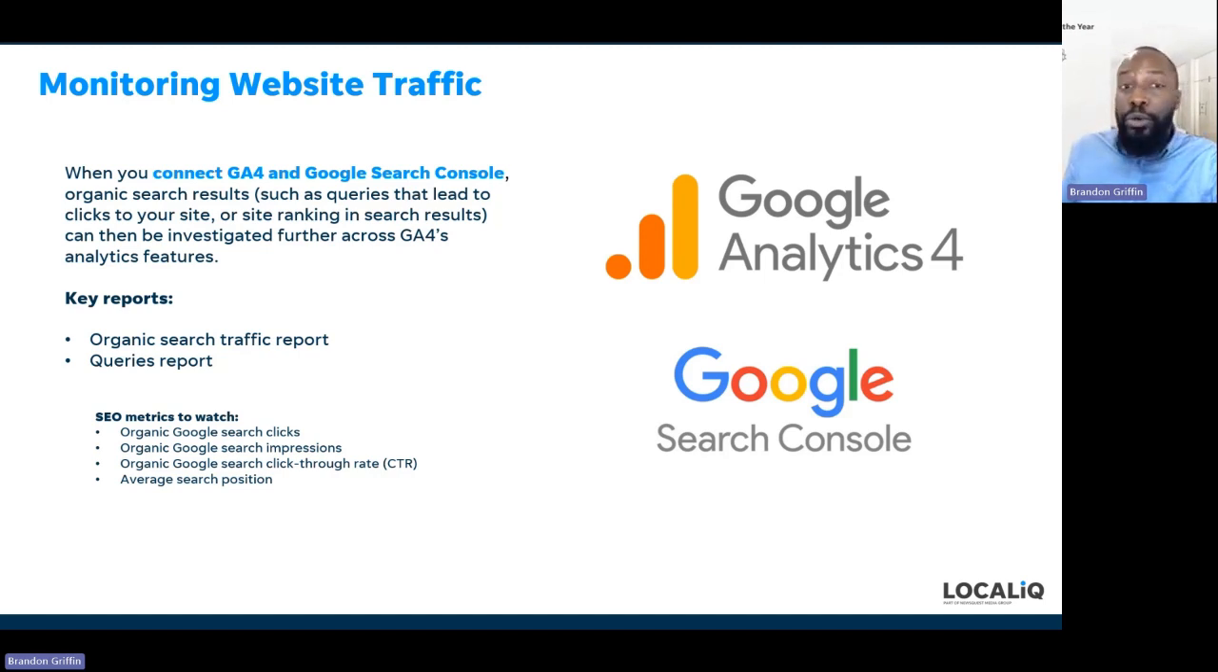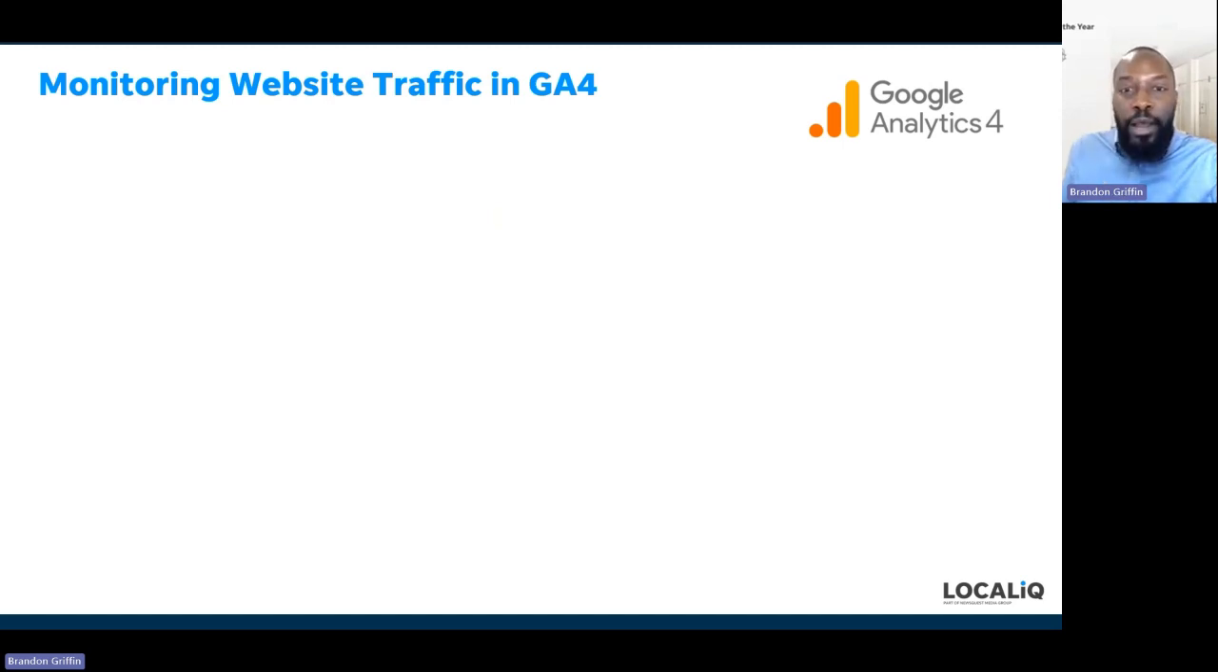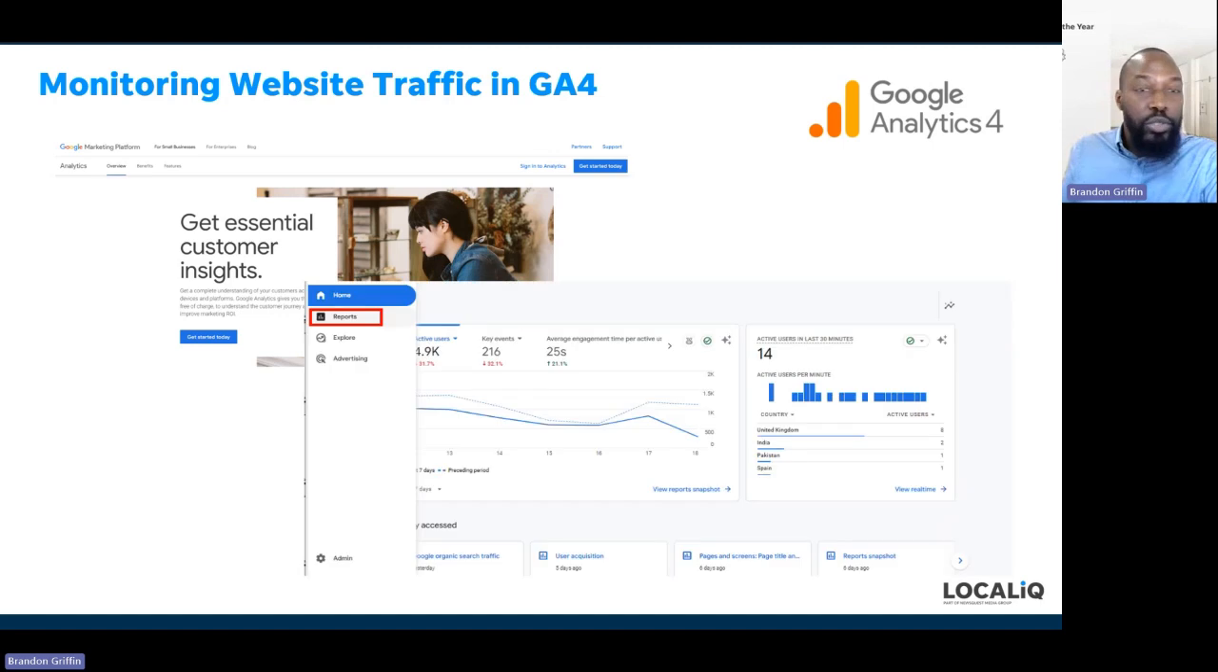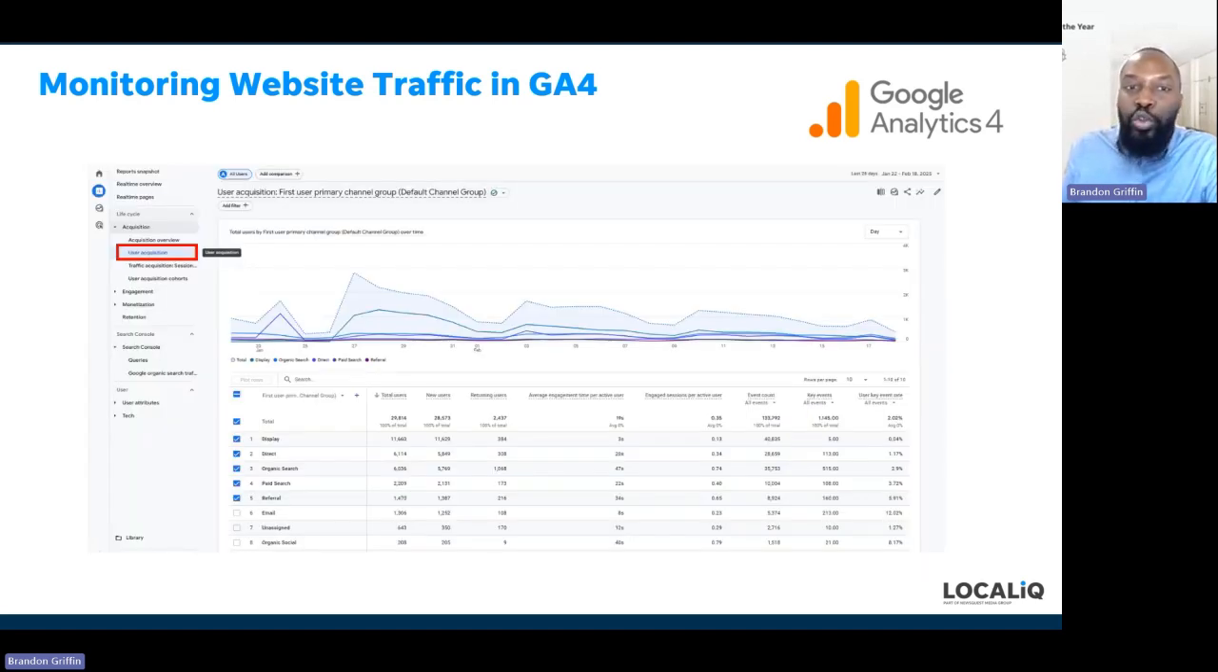So let's look at how to monitor our website traffic in Google Analytics 4. The first thing you'll want to do is log in by going to their website. And then once you log in, go to reports. You'll see it here on the left-hand side in the navigation menu. Once you click on that, it'll expand out a little bit, and you'll want to click on user acquisitions right here.